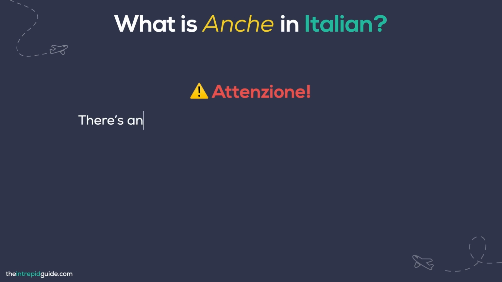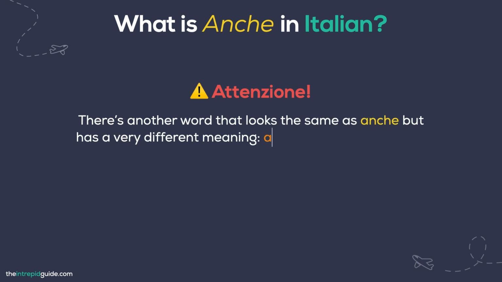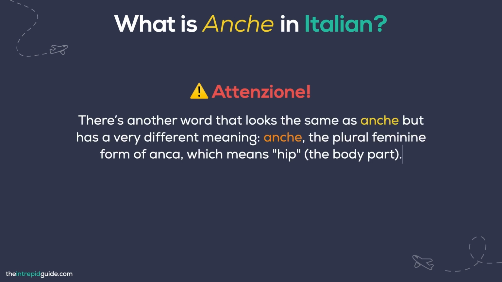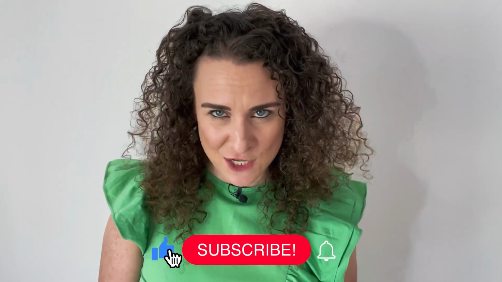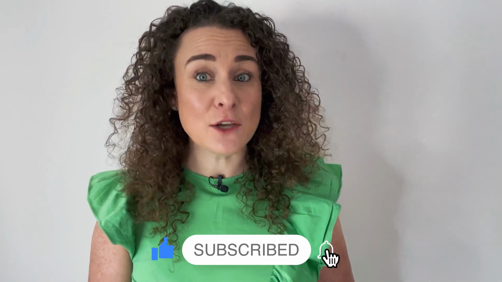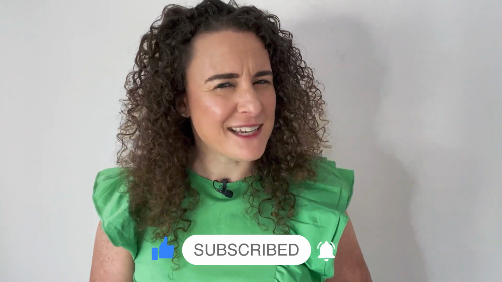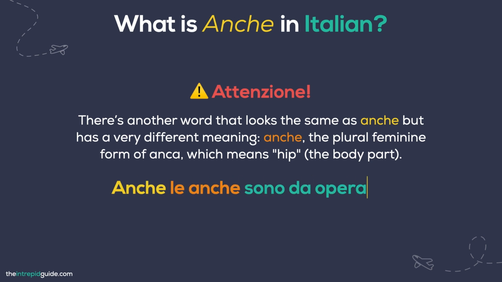Attenzione, there's another word that looks the same as anche but has a different meaning: anche, the plural feminine form of anca, which means hip, the body part. Usually the context will make it clear which meaning is intended, but it's important to pay attention, especially when writing or reading, to avoid any misunderstandings. Take a look at this example. Anche le anche sono da operare. The hips also need surgery.